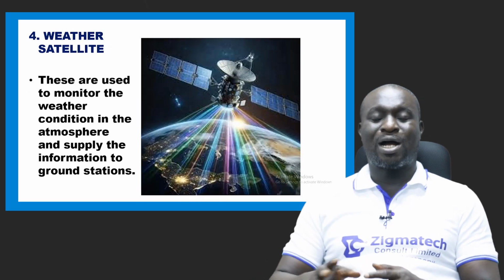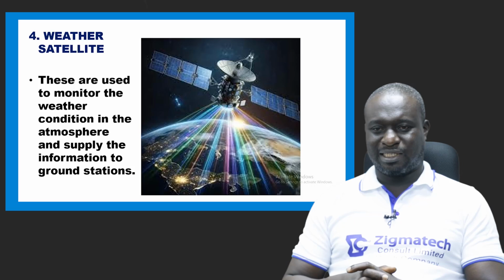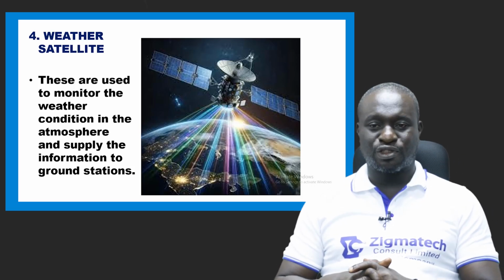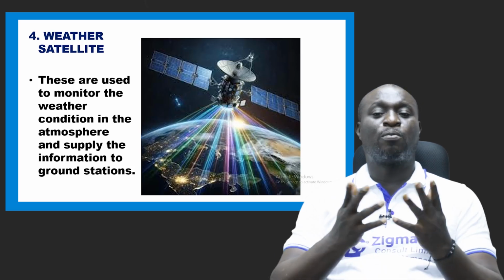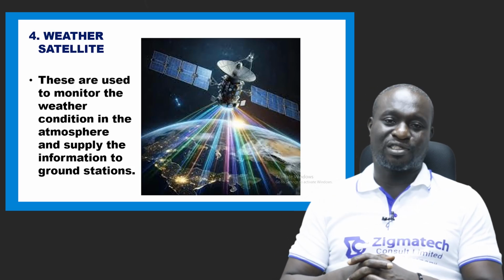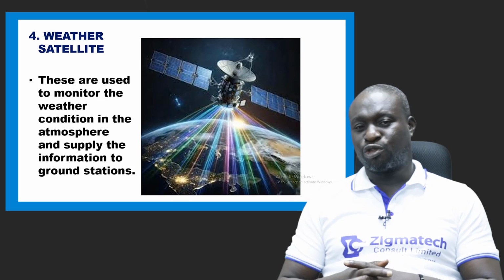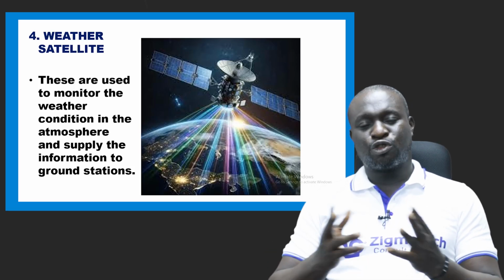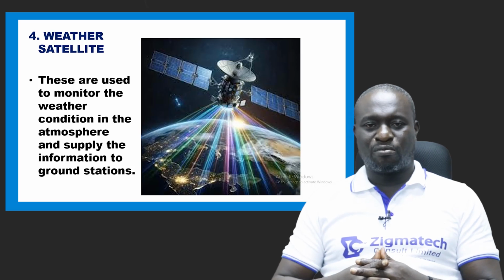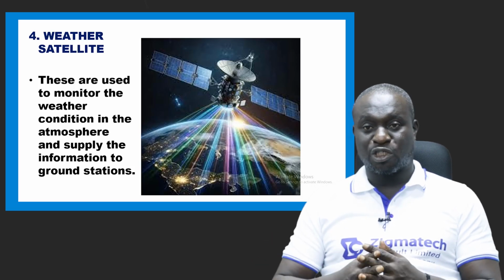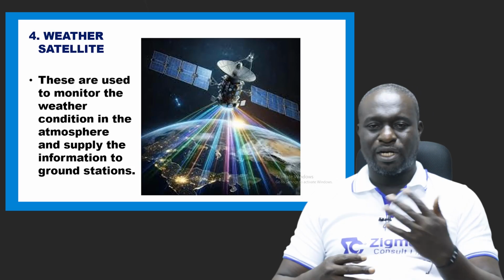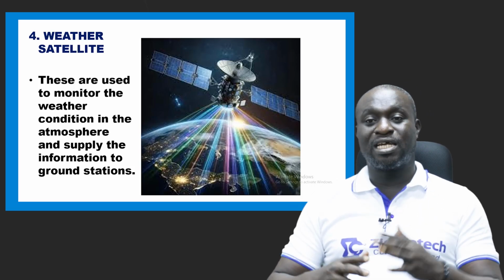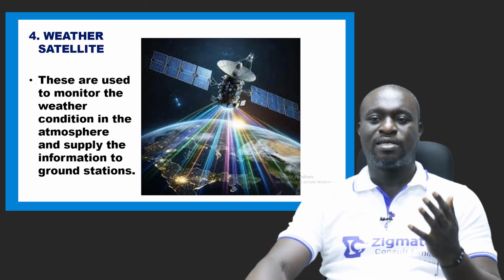And then we also have the weather satellite. And as the name implies, it is a satellite that helps to monitor weather conditions in the atmosphere and supply information to ground stations. And that's where we have the meteorologists talking in the news rather, and in social media, telling us the condition of a particular place, what will happen, the weather conditions, and all that. So how did they get to know this? It is using the weather satellite.